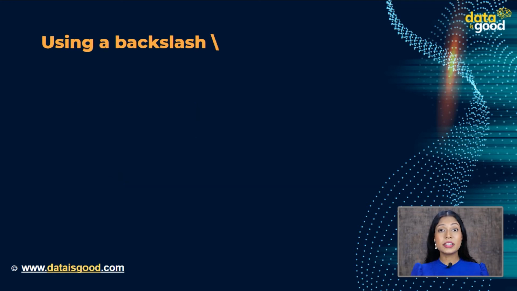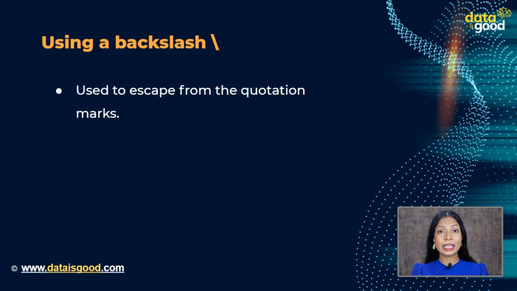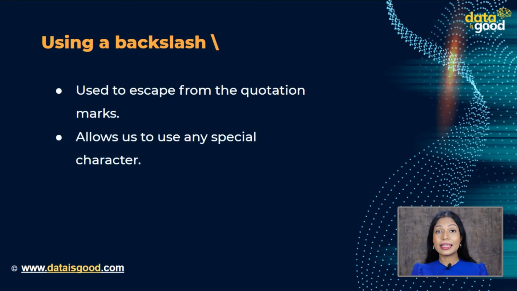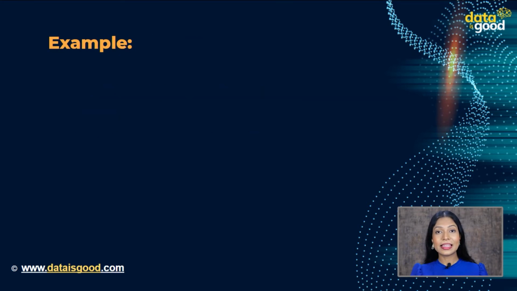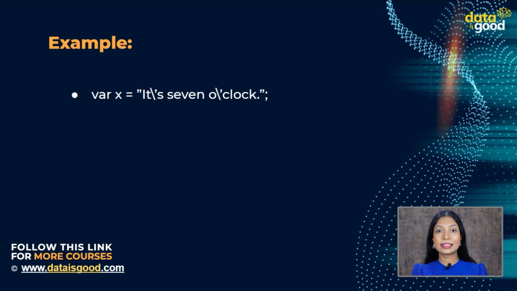There is an alternative method which is using a backslash. It is used to escape from the quotation marks. The backslash allows us to use any special character. Let us take the same example. Variable x is equal to 'it\'s 7 o\'clock'. Variable y is equal to "his name is \"Joey\"".